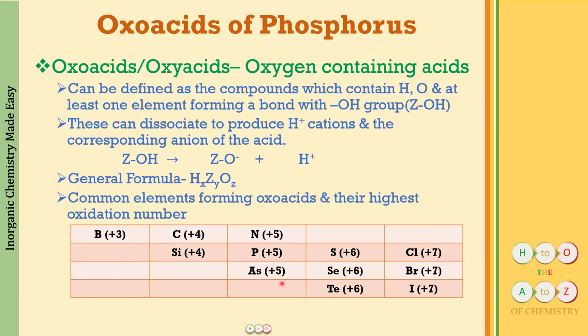So the highest oxidation state is 5. For the oxygen family, it is going to be 6. And for the halogens, it is going to be 7. So these are the highest oxidation states for these elements, and these are the common elements which form oxoacids. Now, how do we name these compounds?